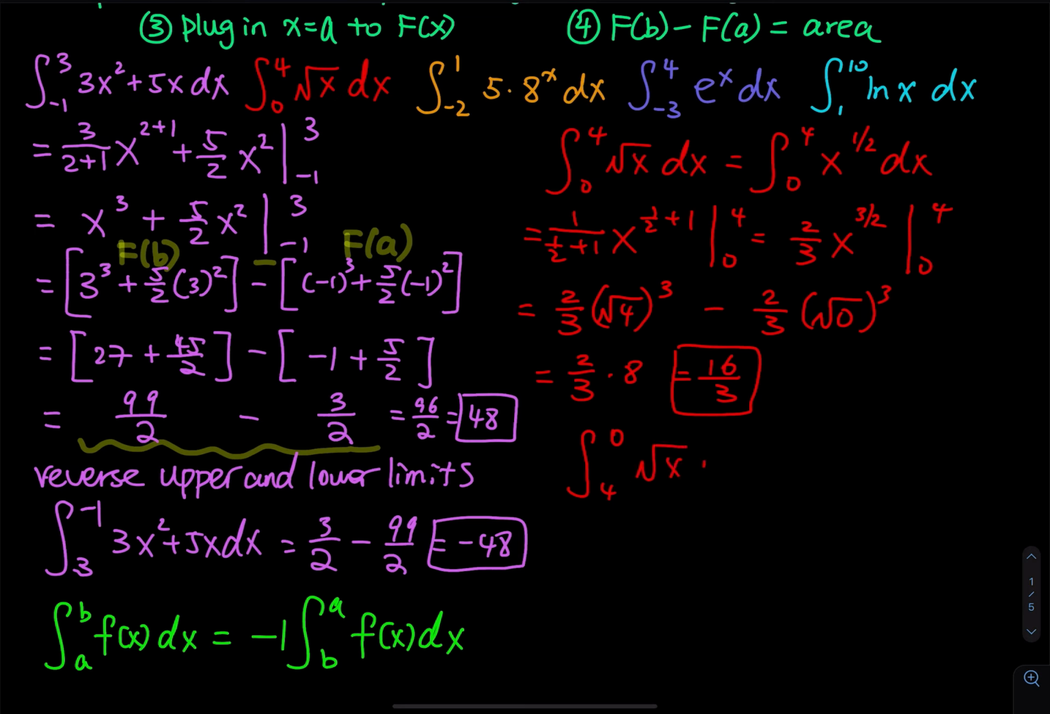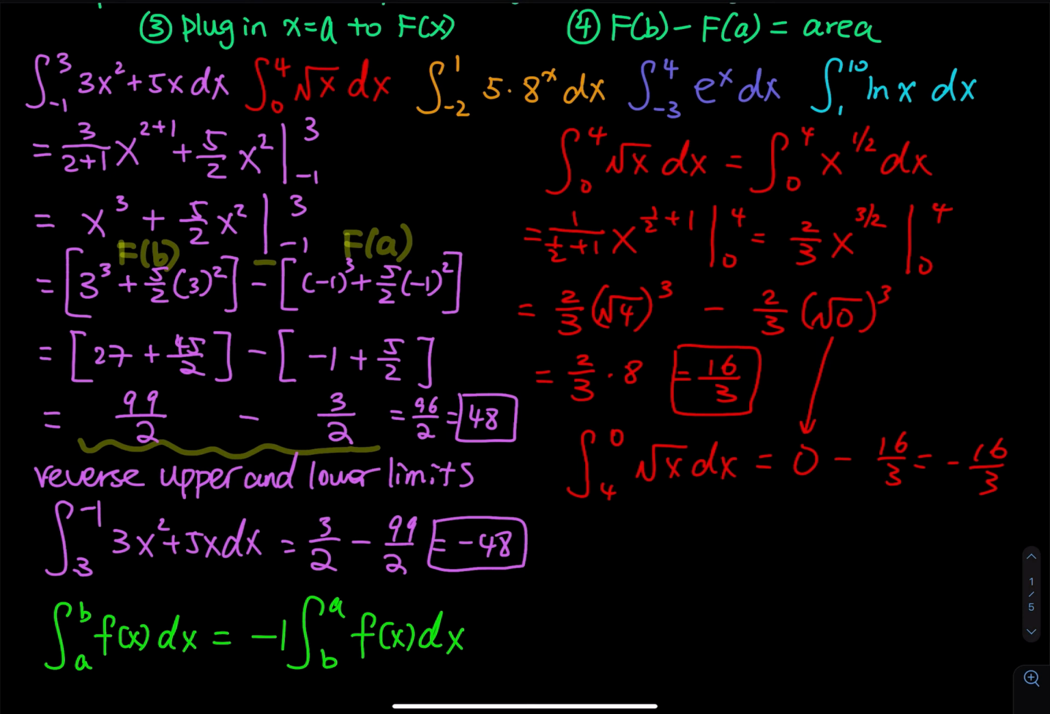So what happens if you reverse them, from 4 to 0, square root of x dx? Then you will end up having 0, which is from here, minus 16 over 3. Then you will get -16 over 3. Again, if you reverse the upper and lower limit, the answer becomes negative. If the true answer is negative, that becomes positive.